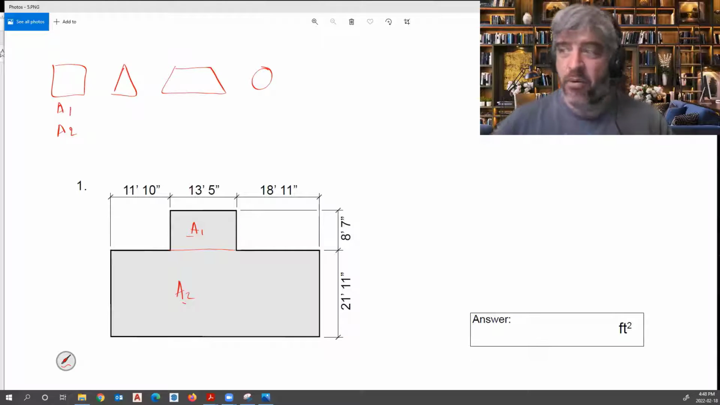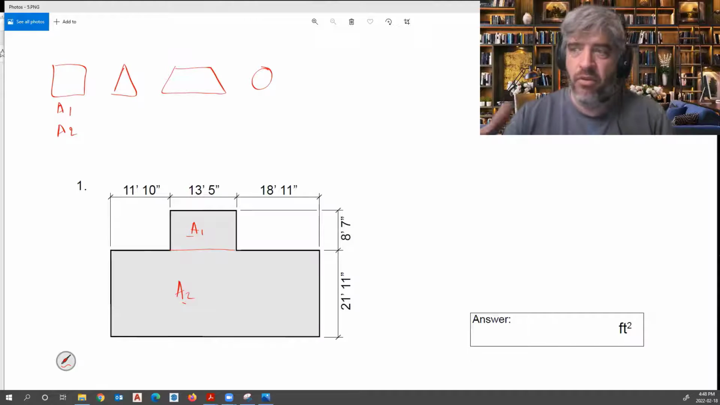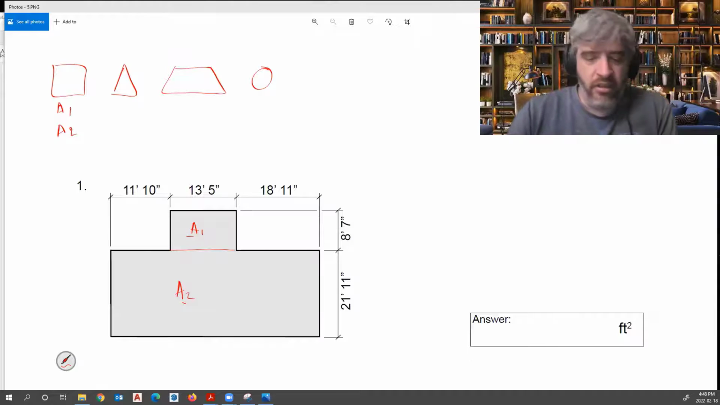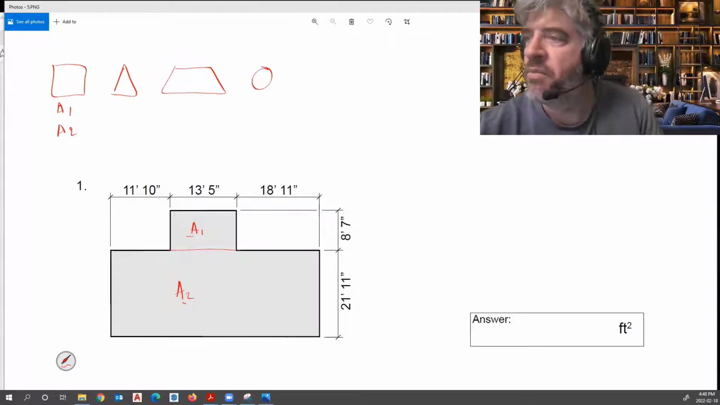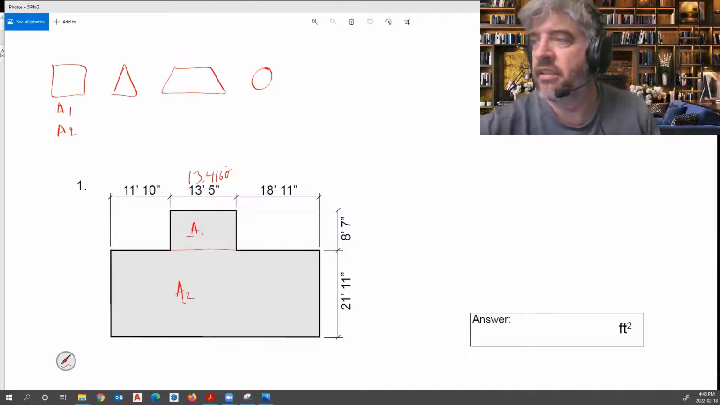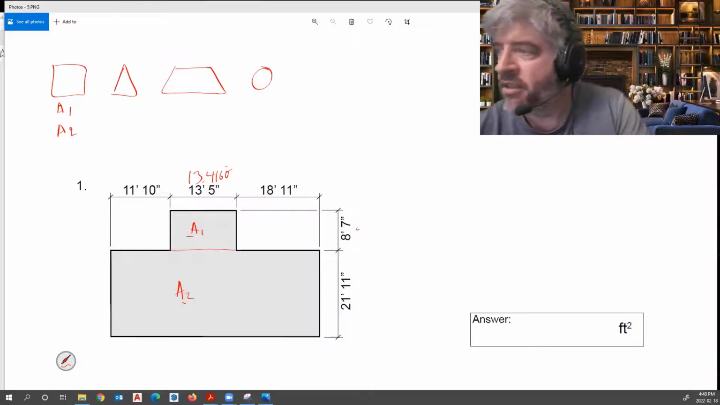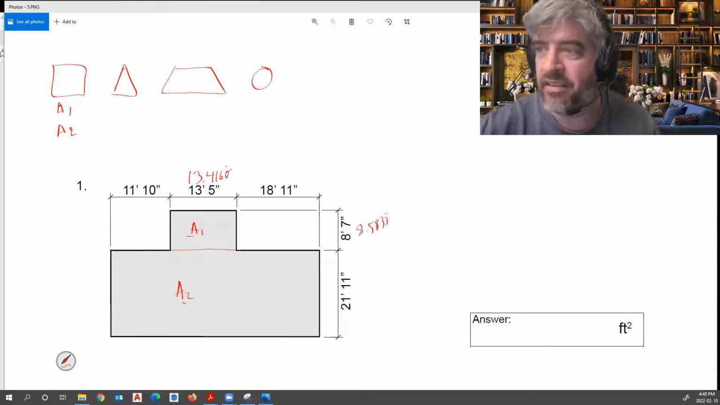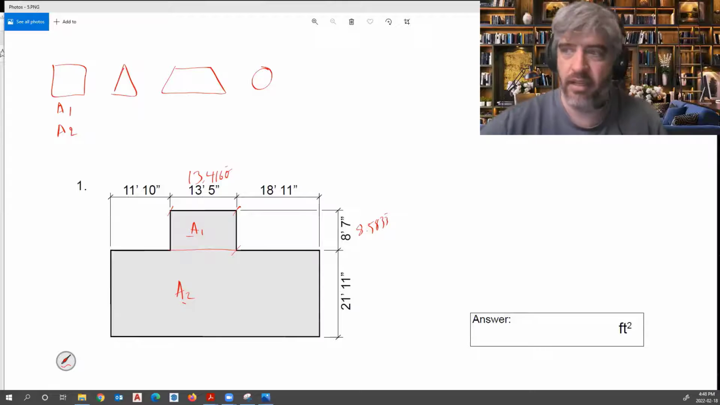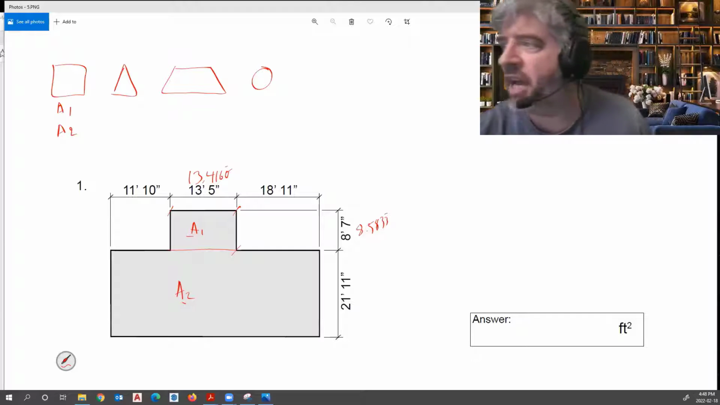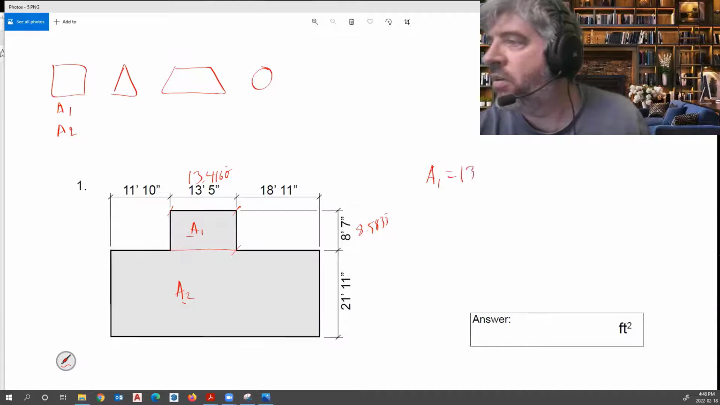Now, this is, again, pretty straightforward, but I'm going to make sure I stick to decimal feet, no fractional inches in this one. So I'm just going to take 5 divided by 12, which means this equals 13.4166. And then I have the 8'7", 7 divided by 12 gives me 8.5833. So area 1 is quite simply 13 times 8, right? It's those 2 values multiplied together to give me area 1.